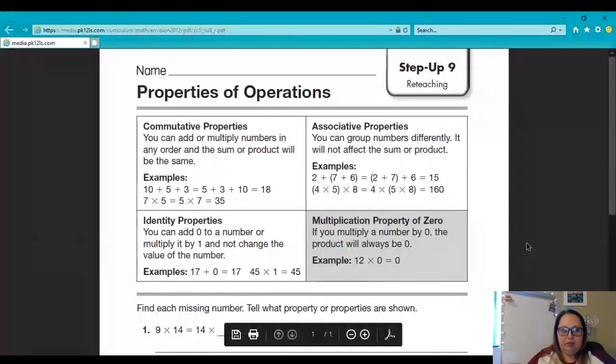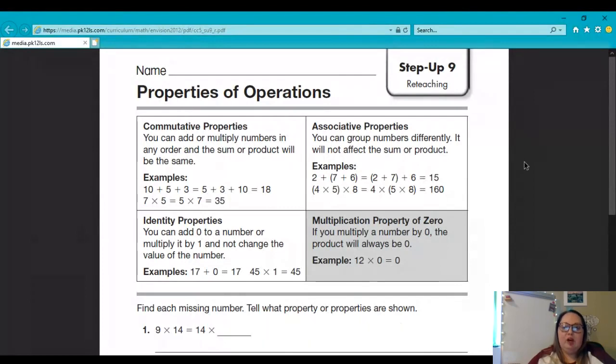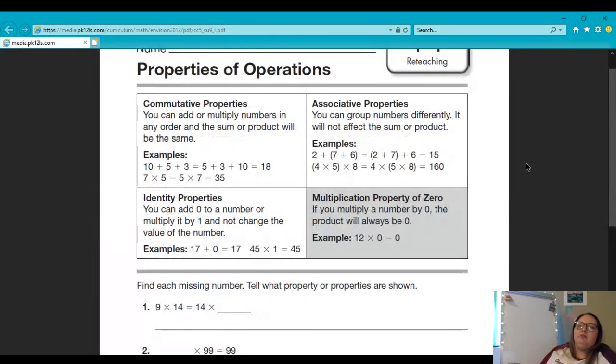And here we go. Okay, so we have Step Up 9 here on the reteaching side. We are talking about the properties of operations. So we are going to talk about commutative, associative, identity, and then the multiplication property of 0. But we are going to talk about those other three with multiplication and addition. The commutative property of multiplication and addition just means that you can put the numbers in any order when you're multiplying or adding, and you'll still get the same answer.